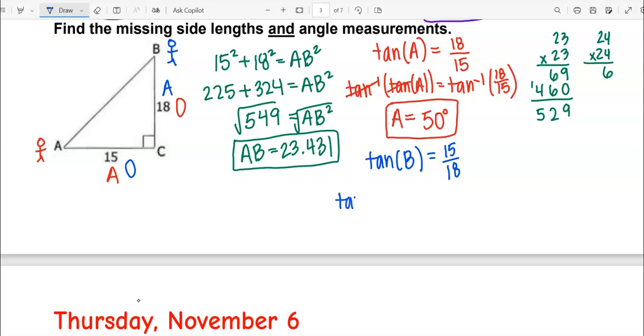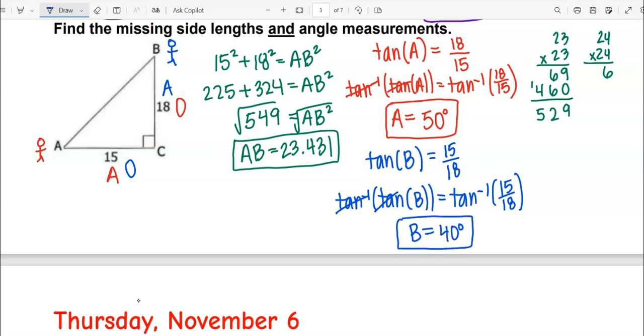All right, I see a lot of good things. Tangent inverse of both sides, so tangent inverse of tangent of B, and then tangent inverse of 15 over 18, bless you. That undoes our tangent on the left side and leaves us with B is equal to, and what is B equal to? 40 degrees. 40 degrees. How do I know you're correct? Because 50 and 40 add up to 90. So that's how I knew you were correct without even looking. Anybody not get 40? If you didn't get 40 and you want to talk about it, make sure to flag me down. Let's talk about it at some point.